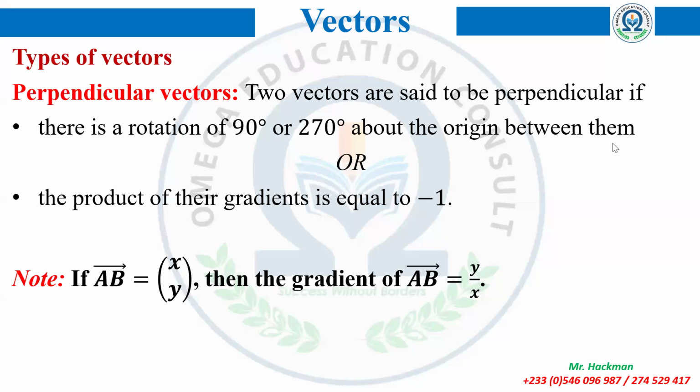Those of you who have done transformation in JHS, you did reflection, rigid motions, rotation, enlargement, what have you. I'm talking about transformation in general. Whenever you have two vectors and you realize that there exists a rotation of 90 degrees or 270 degrees about the origin, remember rotation is usually done in which direction? Is it clockwise or anti-clockwise?